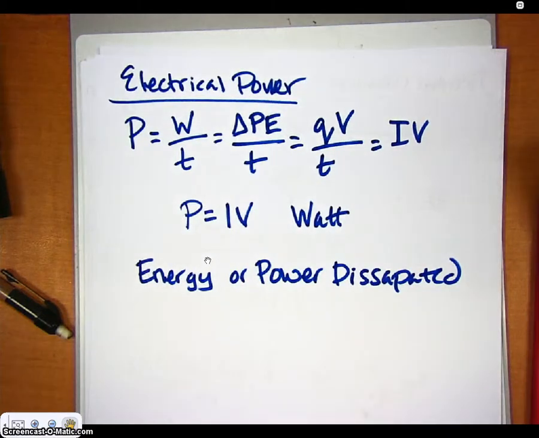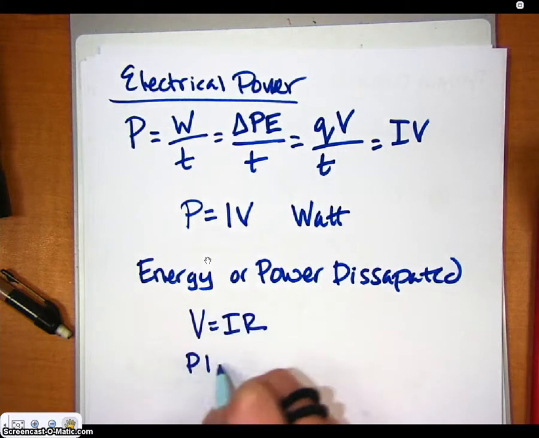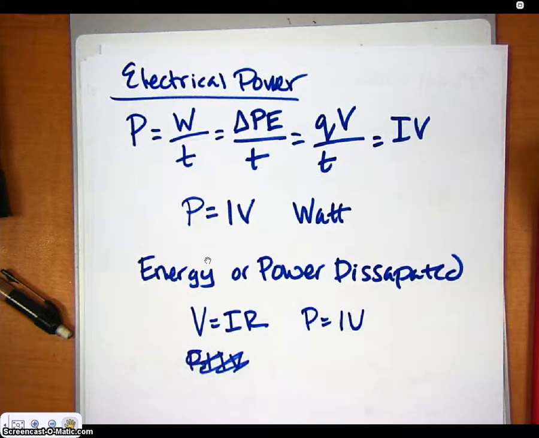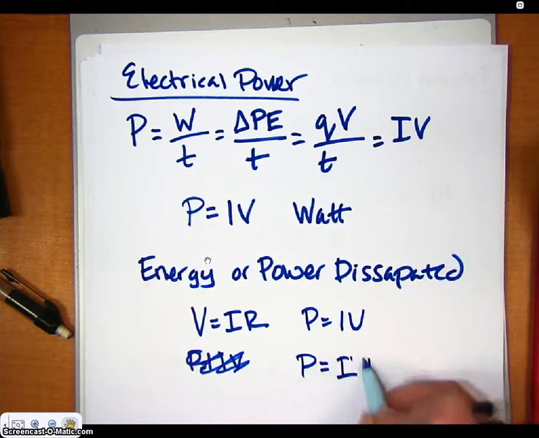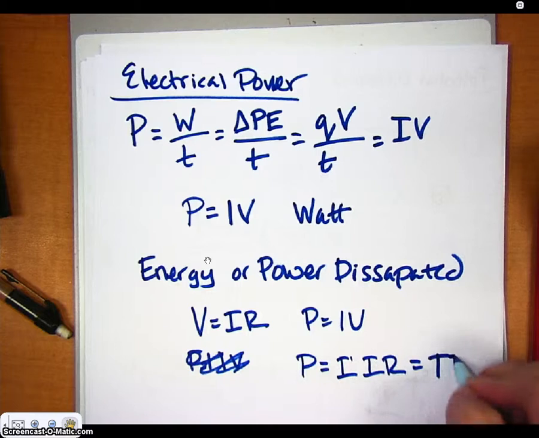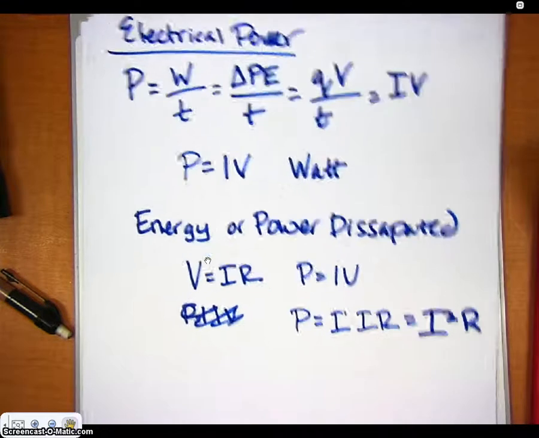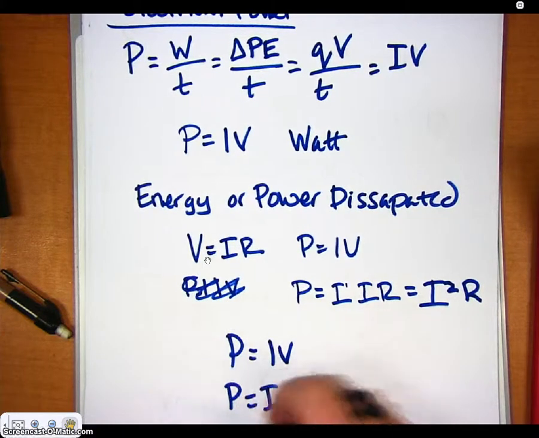Now we can also calculate power in terms of resistance. So remember that we also have V equals IR, and now we have P equals IV, okay? So if we wanted to, we could plug in IR for V. So we get P equals I times IR, which is I squared R, okay? So those are the two equations that you will see for calculating power: power equals IV, and power equals I squared R.